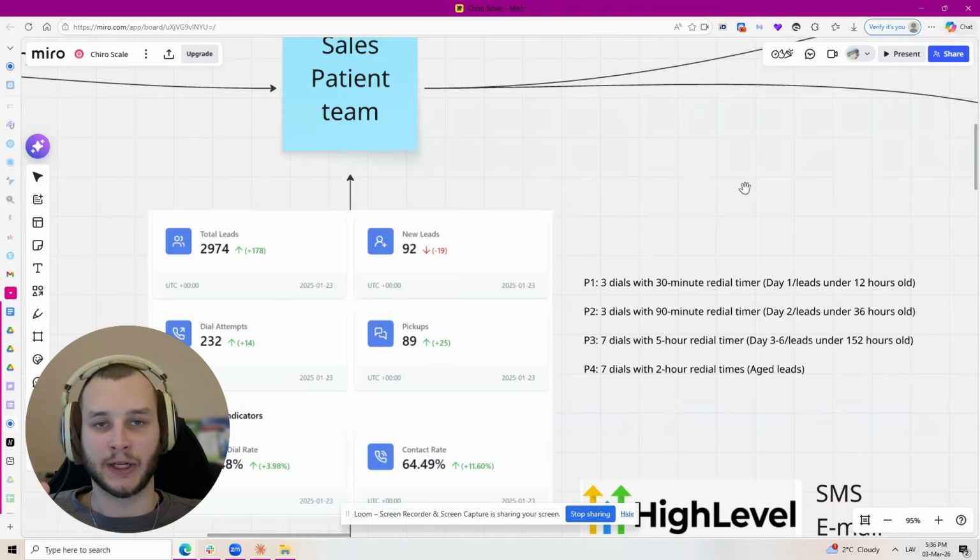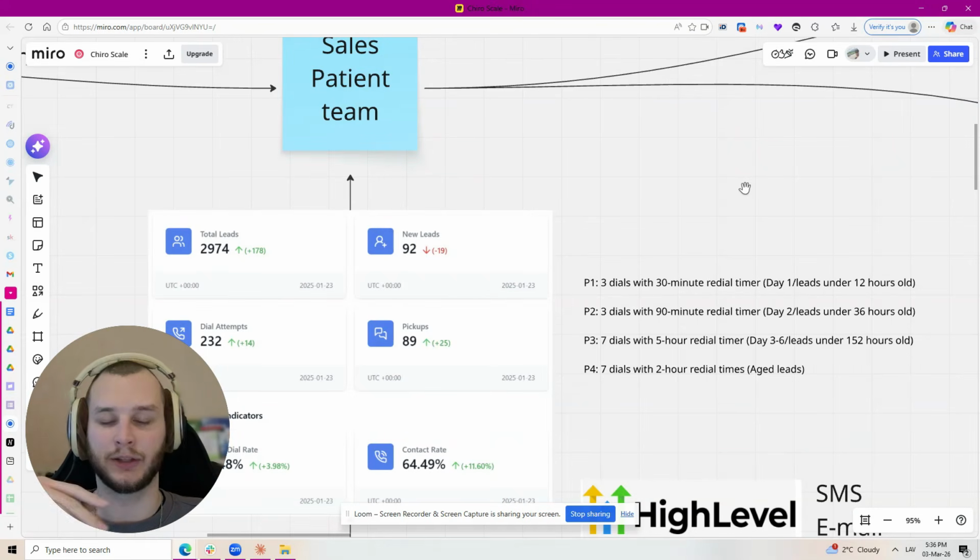Then after those 3 initial dials, if they didn't pick up, they're demoted into priority 2. Priority 2 is basically day 2. We're going to call them the next day. There's bigger increments of time that we call. Usually it's 90 minutes instead of 30. And then we're going to repeat this process all through 7 days.